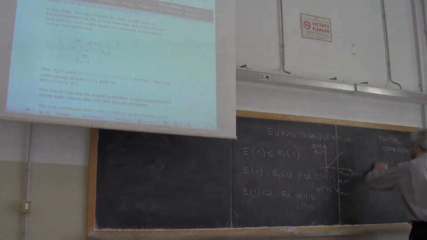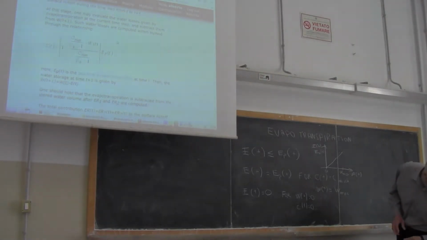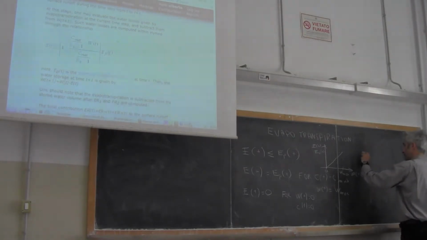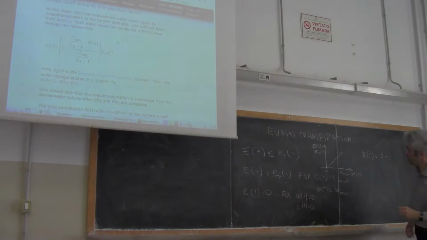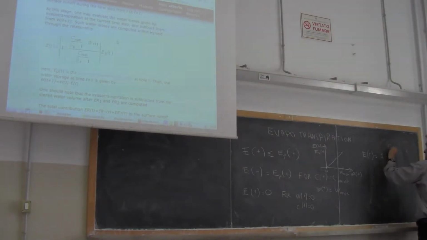Rewrite it here with the same symbols, so ET is equal to 1 minus Cmax divided by beta k plus 1 minus Wt, divided by Cmax divided by beta k plus 1, that multiplies APT.